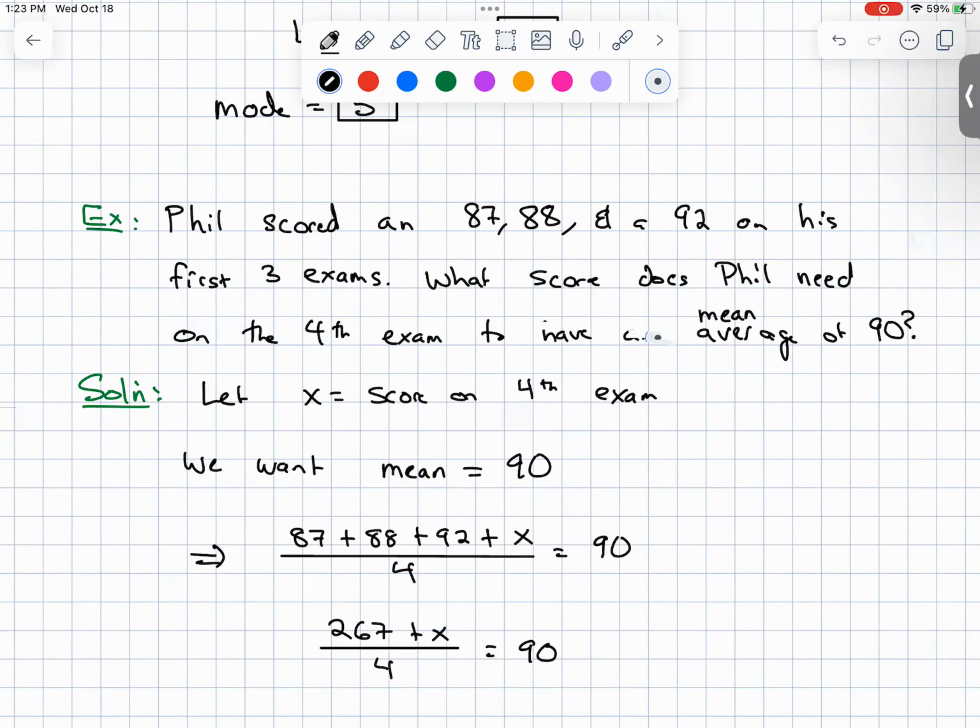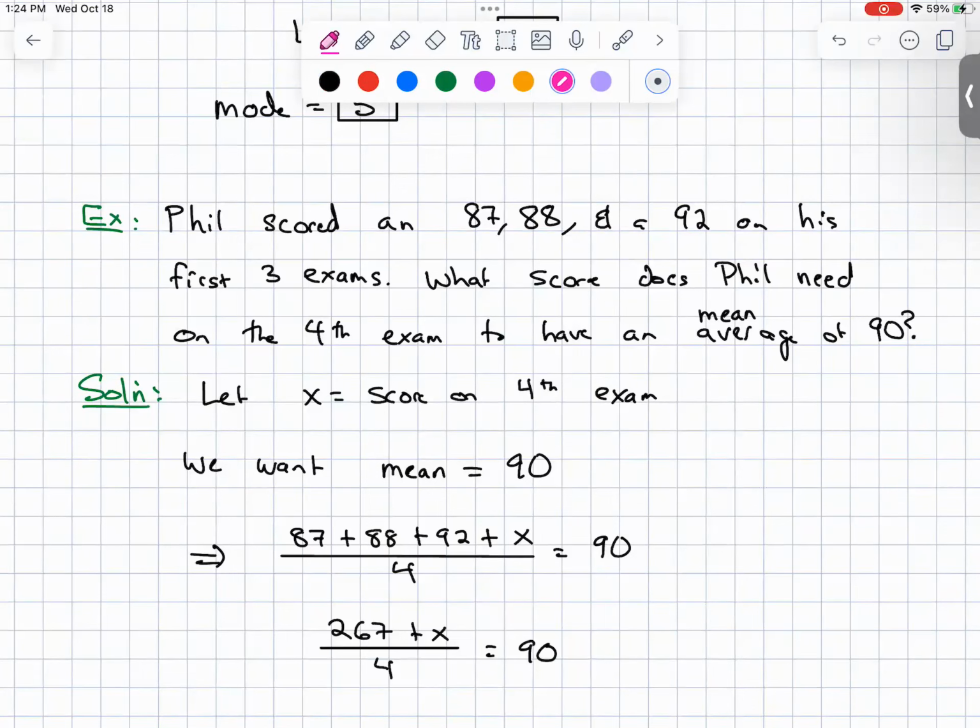And from here, we could cross multiply. We don't know what X is yet, so we can't plug it in on the calculator. So I'm just simplifying the 87 plus the 88 plus the 92. You could do 267 divided by 4, but then you also have to divide X by 4. So a better way to do it.